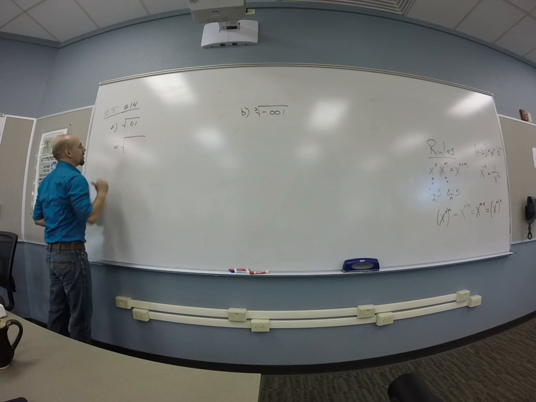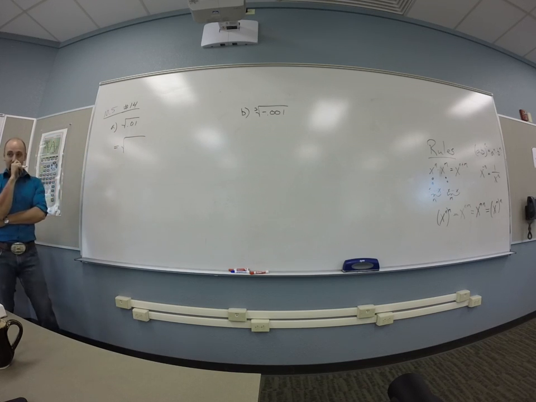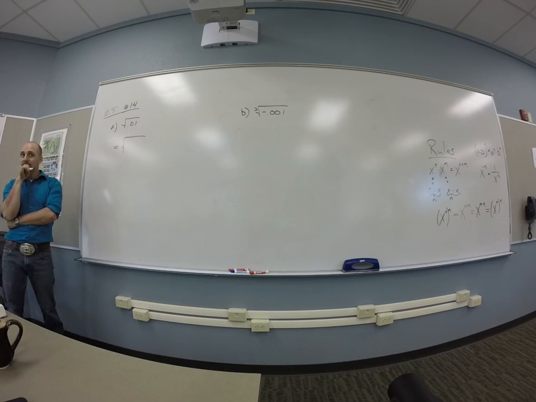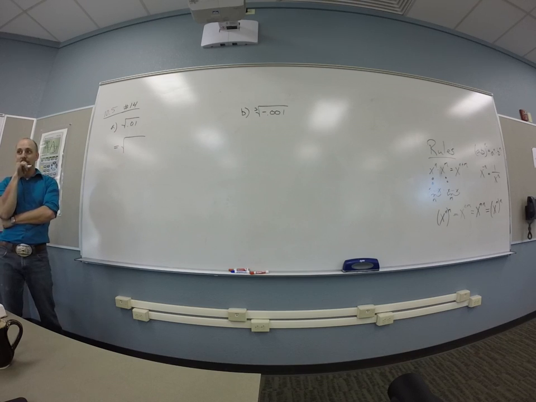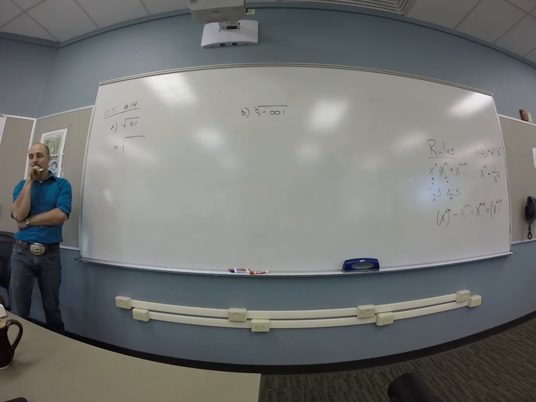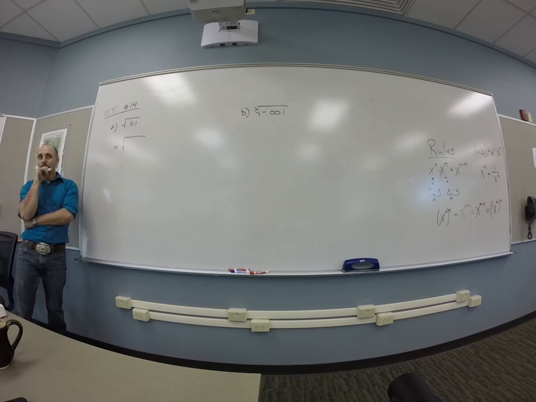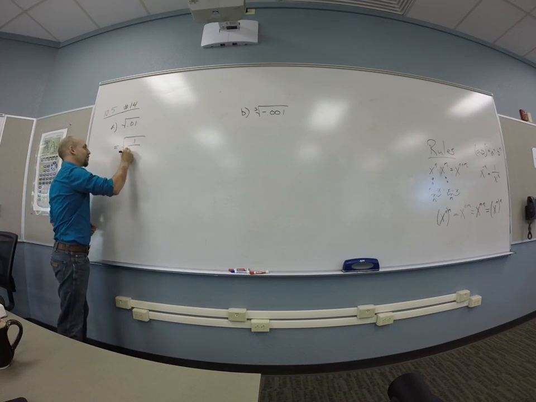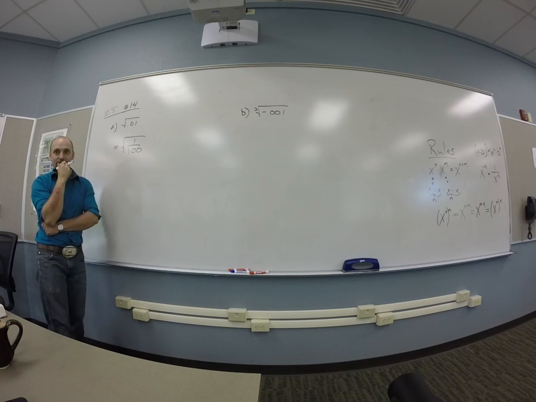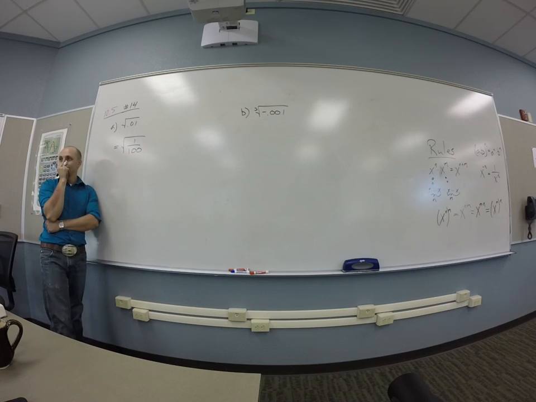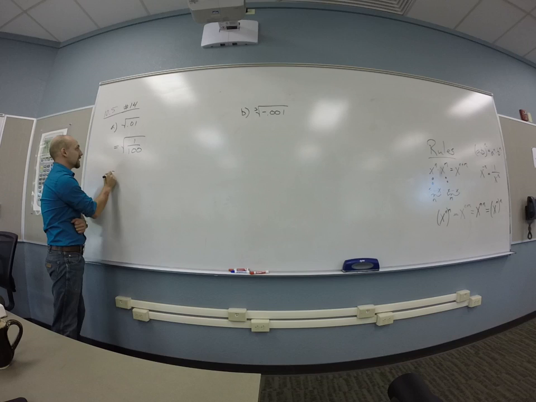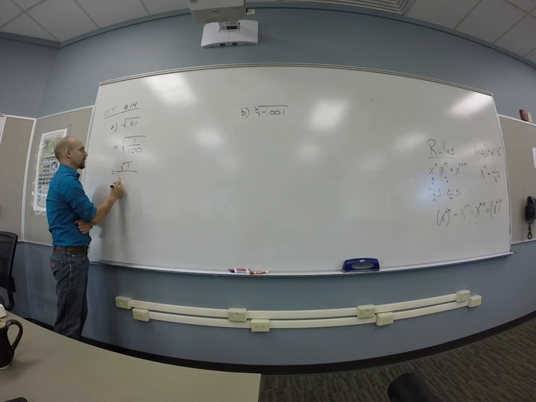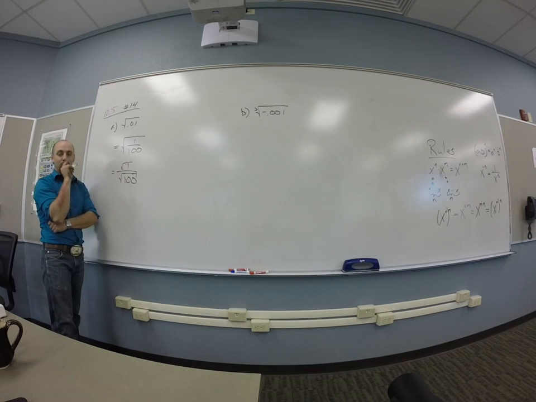So how do I write 0.01 as a fraction? 1 in 100. Is it 1 in 10 or 1 in 100? I think so. Yeah, 1 in 100. Two zeros is 100. Okay, so it's 1 in 100. So I could rewrite this as the square root of 1 over the square root of 100, which is 10.